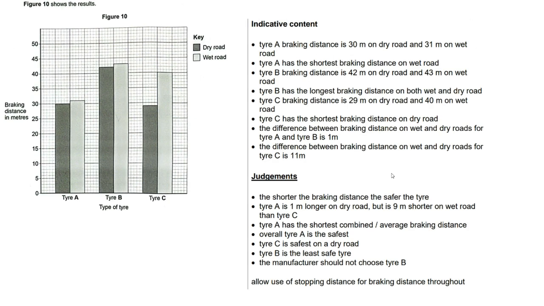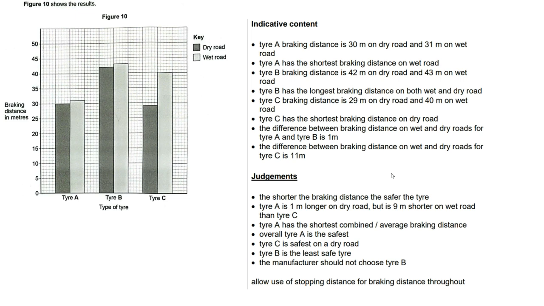Then you're going to compare A and C. To get the full mark, you're going to have to say that with tire A, the braking distance is 30 meters on dry road and 31 meters on wet road. So tire A has the shortest braking distance on wet road. If you look at tire C, it travels 40 meters on wet road, but tire C is the safest on dry road because the braking distance is only 29 meters. Then you get marked for judgment.